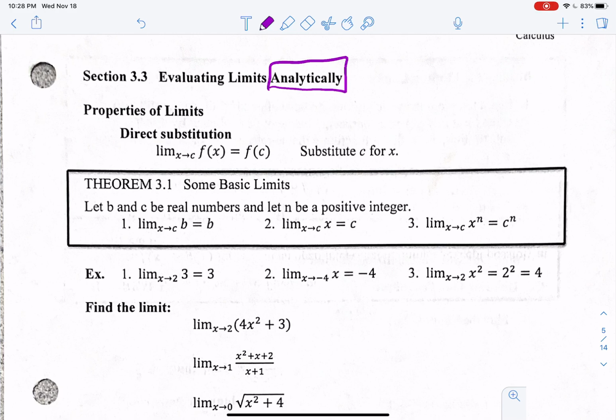These first couple problems, though, the first couple examples, I am going to kind of relate them back to the graph so that you can kind of see how and why this stuff works.